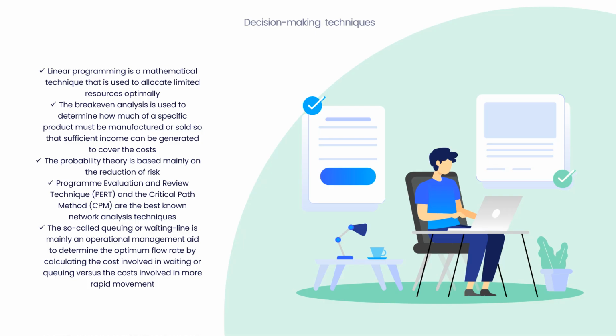sold so that sufficient income can be generated to cover the cost. So this scientific method is based on particular or specific fields where it can be used. The probability theory is based mainly on the reduction of risk. Program evaluation and review technique, PERT, and the critical path method, CPM, are the best known network analysis techniques, especially in civil engineering.